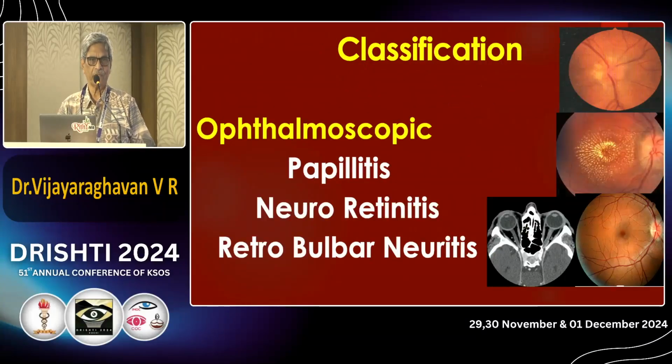Ophthalmoscopically, you see the disc is involved: papillitis. Irritable neuritis means the patient sees nothing and you are also not seeing anything. That's called irritable neuritis. Whereas in neuroretinitis, we can have hard exudates in the macula, all associated with papillitis. We call it neuroretinitis.